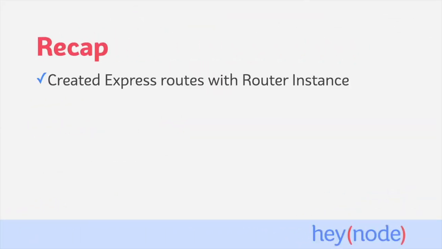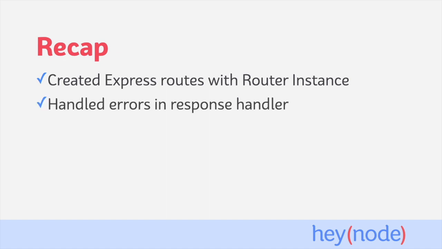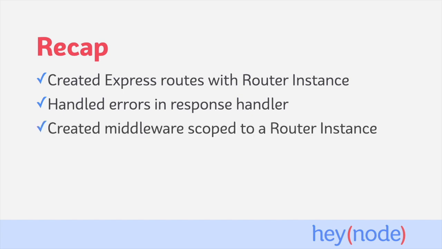To recap, in this tutorial, we created a file to hold our routes and exported a router instance. We handled errors that might be thrown when using async and await in a response handler and passed them to the next function. And we created a middleware in order to time the routes associated with that particular router instance.